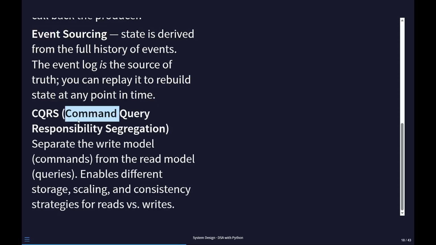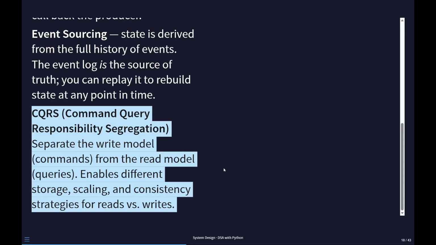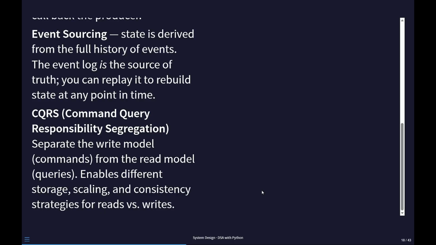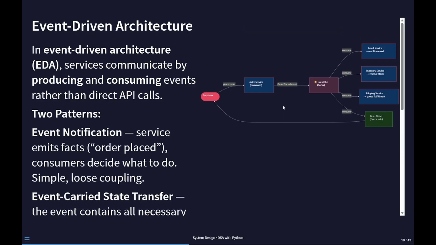CQRS, Command Query Responsibility Segregation, is frequently paired with event sourcing. The write model handles commands and emits events. The read model subscribes to those events and builds optimized query-friendly views. Your read view in a key value store, your write model in an event store, completely separate, each optimized for its purpose.